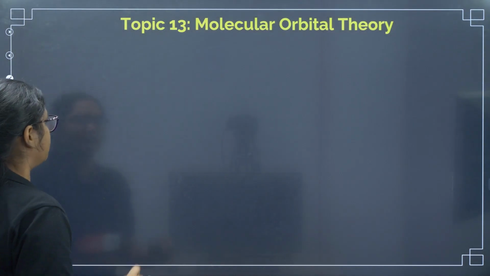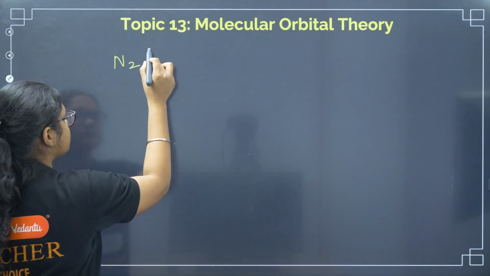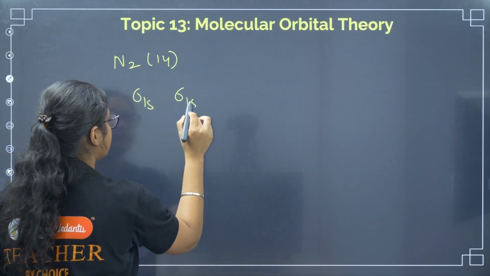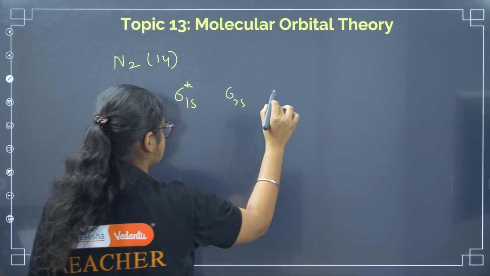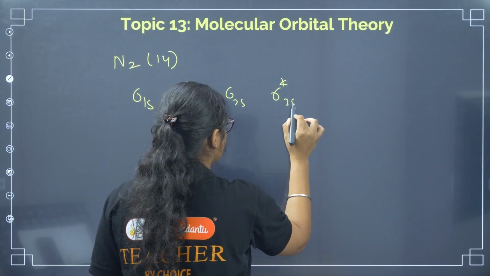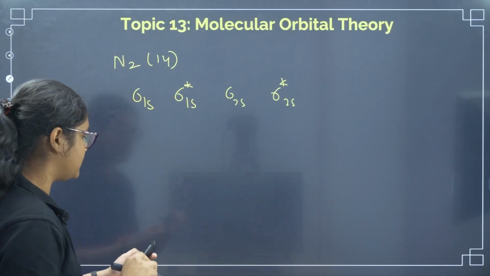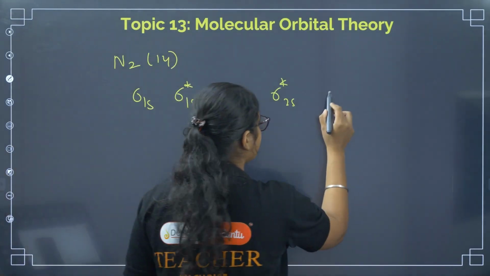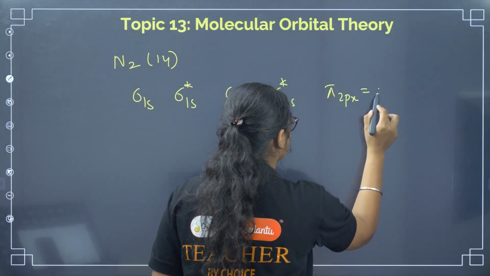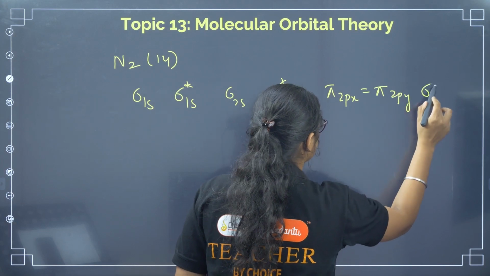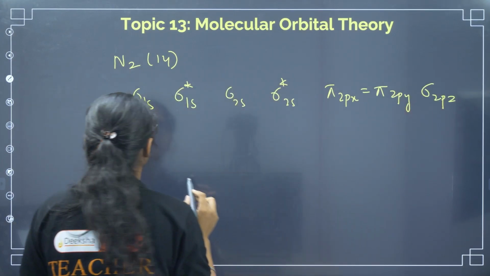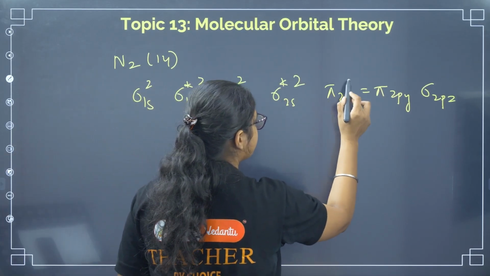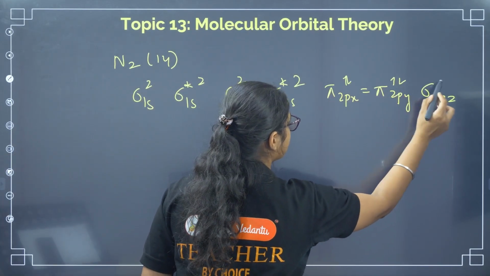Suppose you have N2. N2 has 14 electrons. So we have sigma 1s, sigma star 1s, sigma 2s, sigma star 2s, right? After that it will come pi 2px, pi 2py, right? So we can have pi 2px and pi 2py. And then we have sigma 2pz. Now you see 14 electrons, so I'll fill here 2, 4, 6, 8, here 9, 10, 11, 12, 13, 14.